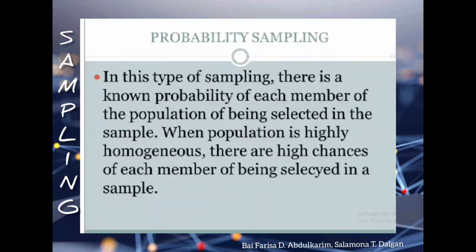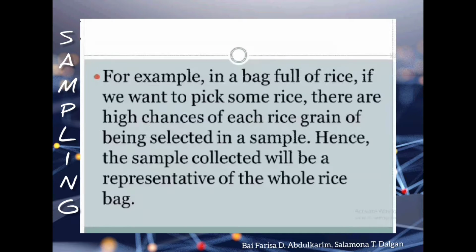The first type is the probability sampling. In this type of sampling, there is a known probability of each member of the population of being selected in the sample. When the population is highly homogeneous, there are high chances of each member of being selected in the sample. For example, in a bag full of rice, if we want to pick some rice, there are high chances of each rice grain of being selected in a sample. Hence, the sample collected will be a representative of the whole rice bag.